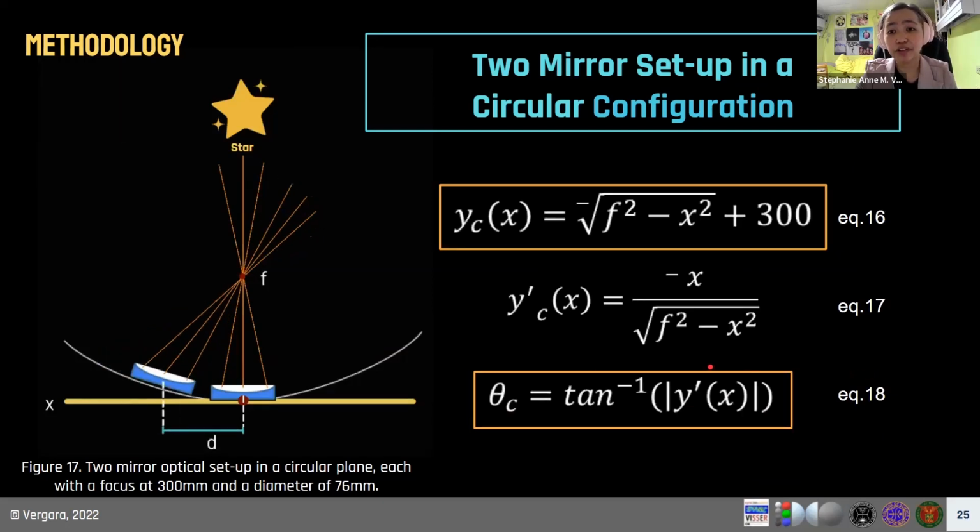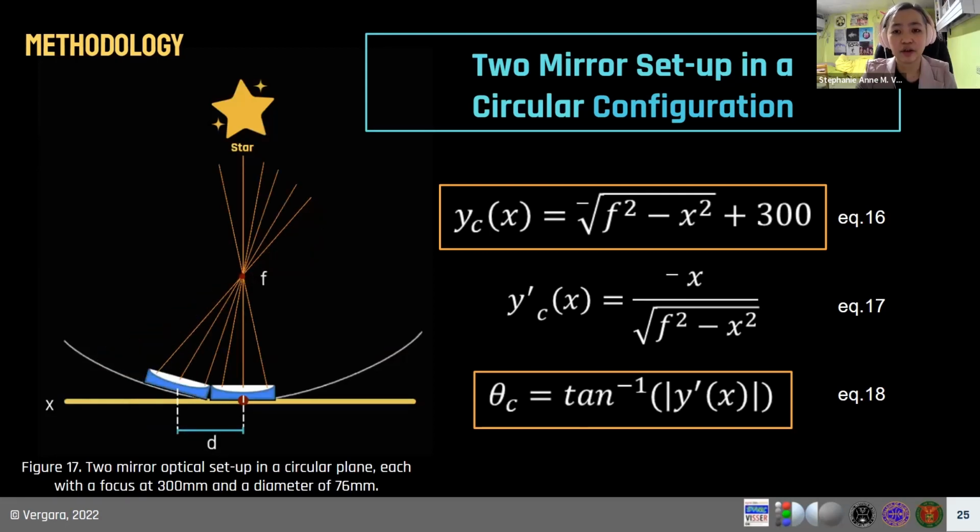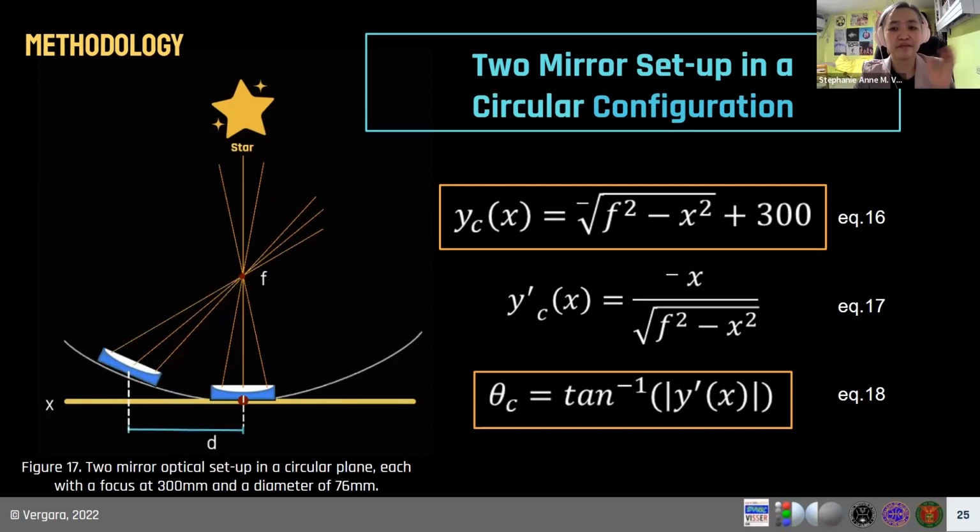Similarly, the slope was derived from the derivative of the equation, and the tilt angle was calculated from the inverse tangent of the derivative. Lastly, it is also noted that for the third and fourth setups, which are the parabolic and the circular configurations, the second mirror was placed at distances from 38 millimeters up to 100 millimeters, and 38 millimeters up to 150 millimeters.